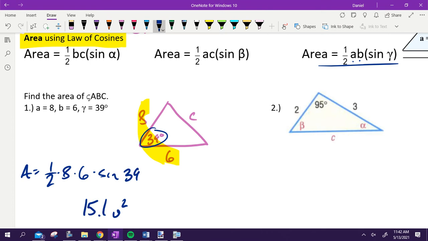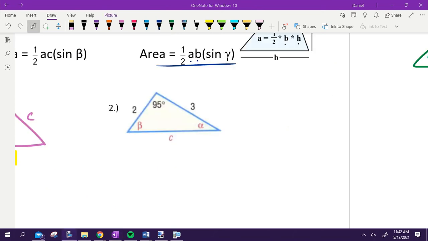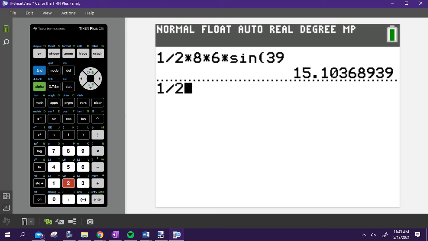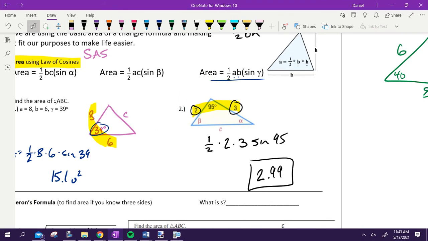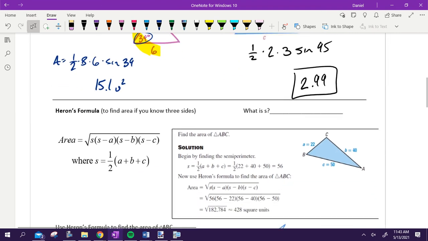Questions on part 1? Solve part 2 and then show me, rounded to the nearest hundredth. What did you get? Okay, again, we're setting it up. We've got a corner, a side angle side, so we're using our formula 1/2 times one of the side lengths, 2, times the other side length, 3, times the sine of our angle, 95 degrees. You type it in, 1/2 times 2 times 3 times sine 95, 2.988, so 2.99 would be my value, units squared. That's the area of our triangle. Questions there? That is using law of cosines. That's when you have a side angle side triangle.